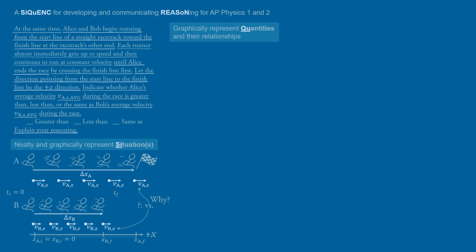In addition to labeling quantities on the sketch of the situations, we can graphically represent quantities on a diagram separate from the sketch of the situations. We set up an axis system displaying position x versus time t, showing that Alice and Bob both move from position 0 at t initial equals 0 to their respective final positions at time t final.